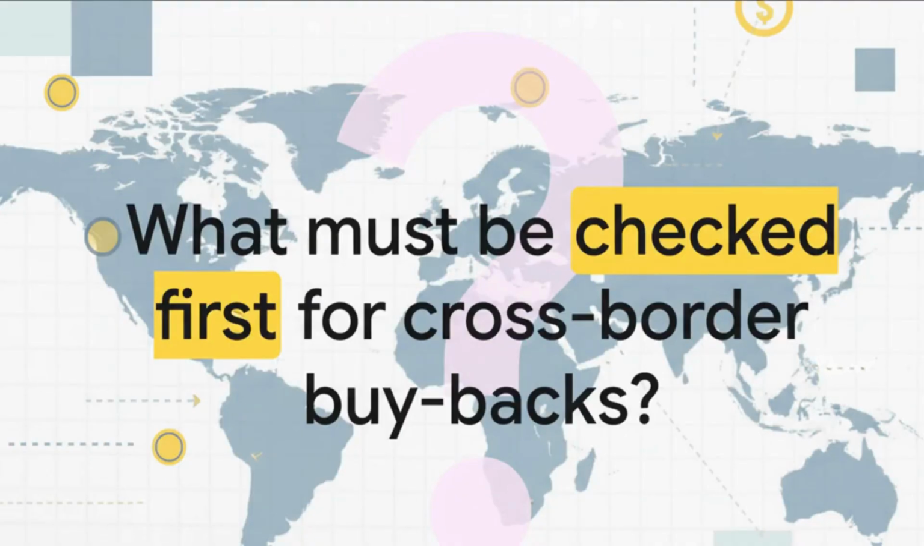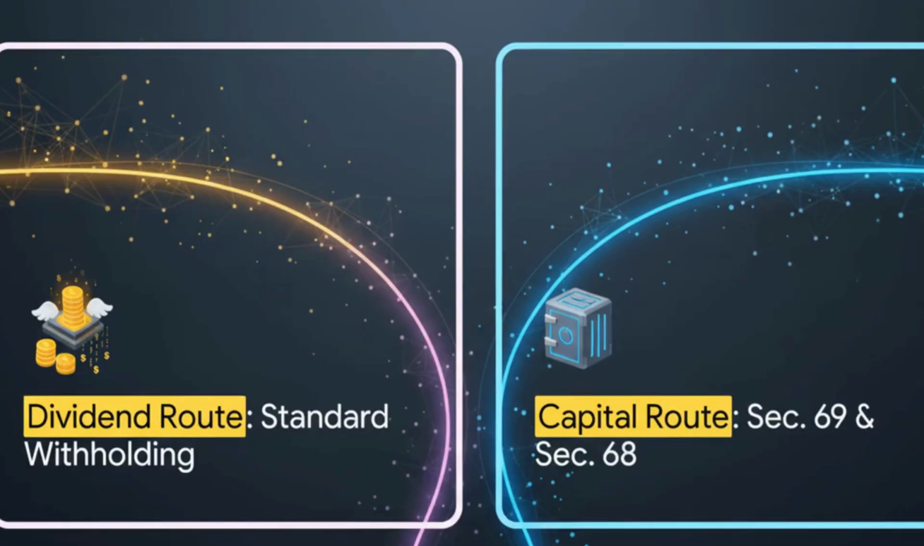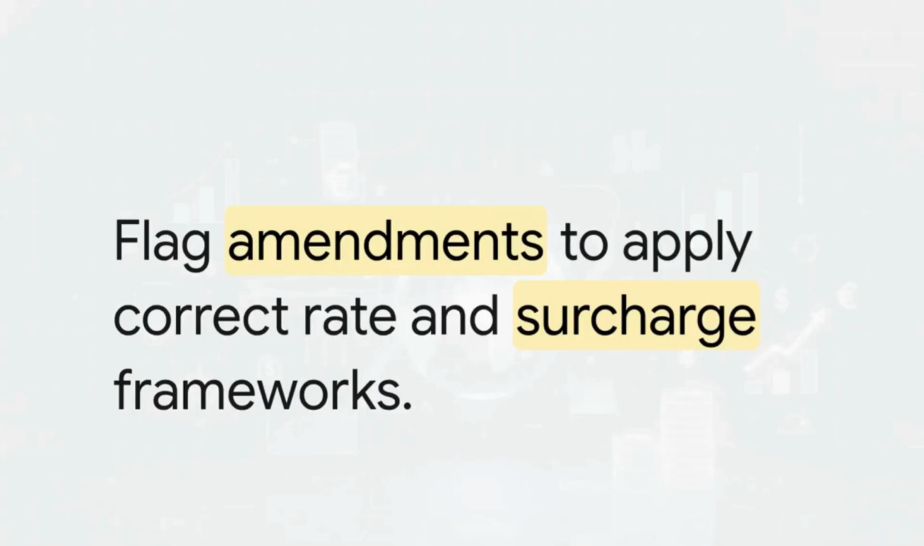A cross-border buyback note might look like simple dividend withholding at first glance, but what needs checking first? You absolutely must separate ordinary dividends from the Section 69 buyback and Section 68 liquidation provisions. Always flag the Finance Act 2026 amendments here to ensure you're applying the correct rate and surcharge frameworks.